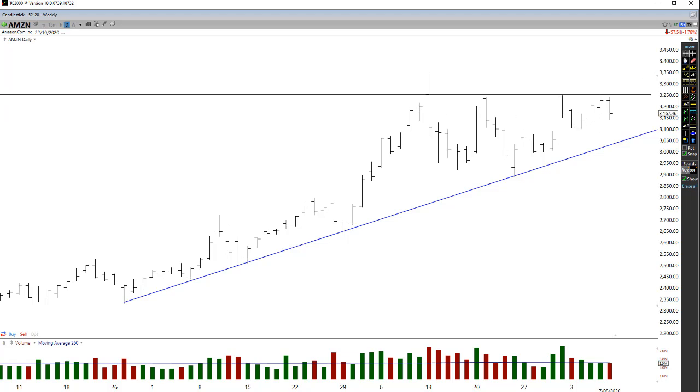So what Amazon could be doing, and I'm not saying this is a trade setup, guys, I need to go through all my checklists, and I need to go through my 3-month, my 12-month, and I need to look at my weekly charts to make sure that everything lines up. But as you can see, not much is going on through here.